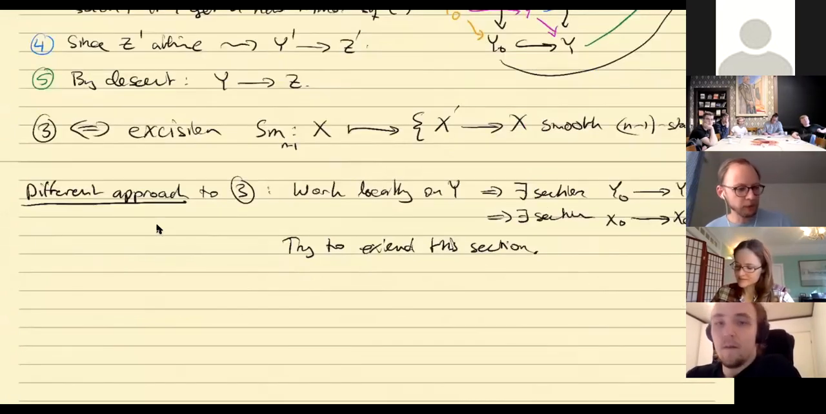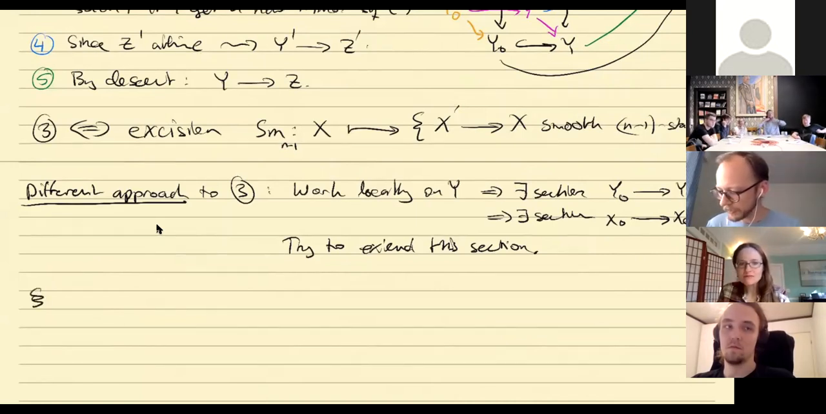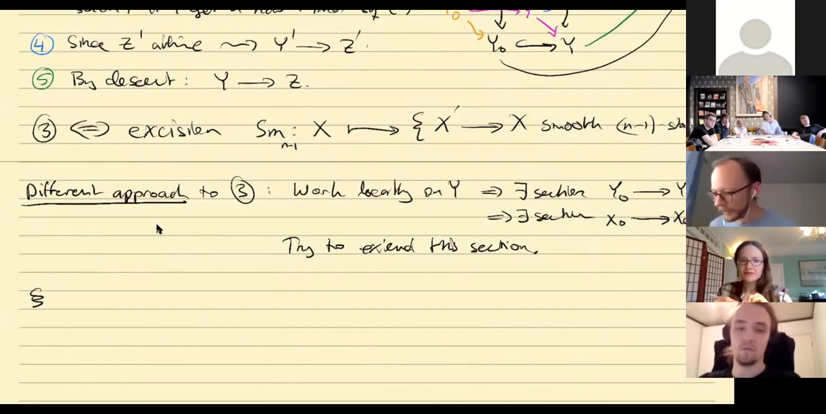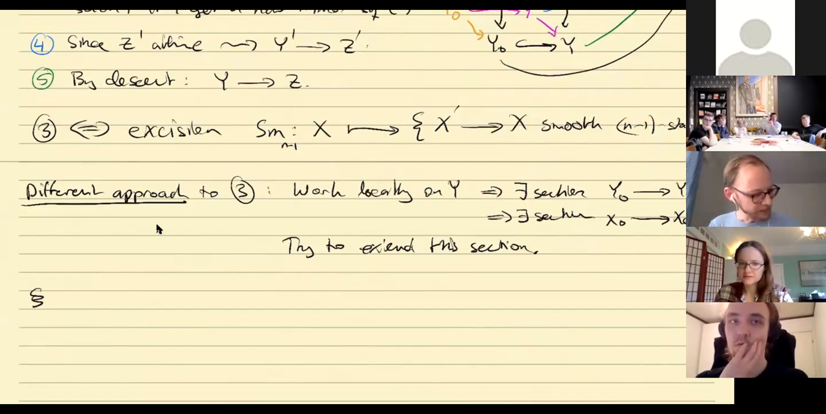All right, so I'm going to mostly focus on the first approach, because that also gives a stronger result, that you have excision for smooth things, and even more actually. Okay, so back to the first approach. Let me perhaps say pushouts.